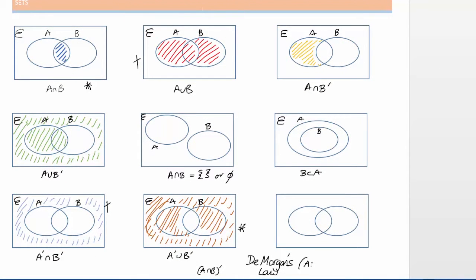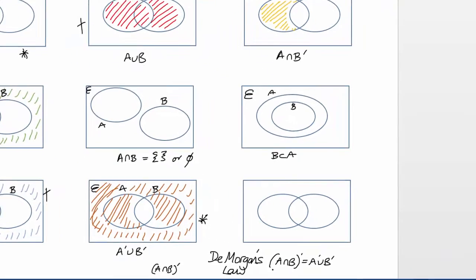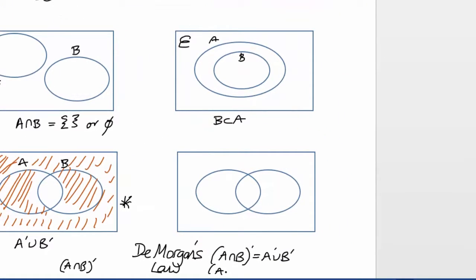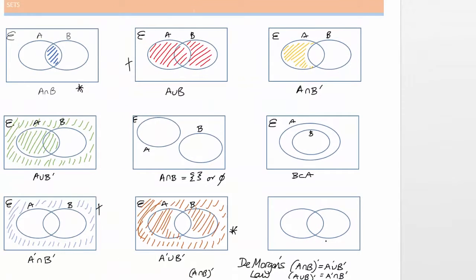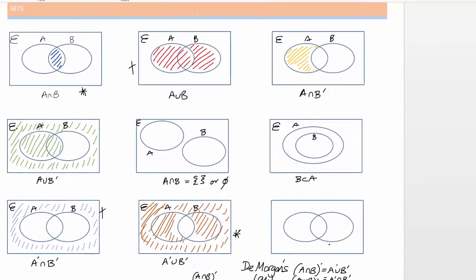And let's just write those out. A intersect B complement is the same as A complement union B complement. And what else did we have? We had A union B complement was the same as A complement intersect B complement. We're changing the intersect for a union, and anything that was not dashed becomes dashed or complemented. So those are some general diagrammatic representations. Let's try some questions now.